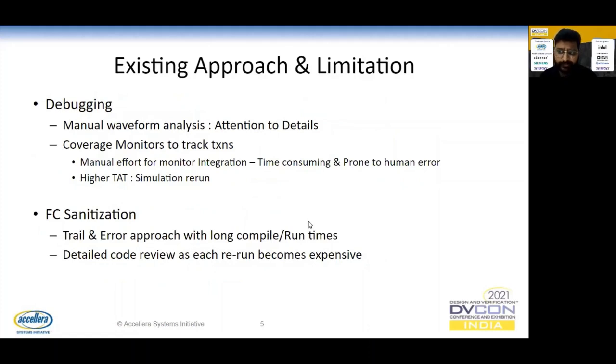Now, looking at the existing approaches and their limitations to discuss challenges for transaction level debugging, a traditional approach is to use waveform analysis, which is a time-taking approach. Additionally, we can use protocol monitors, but this can be one of the solutions, but that would require extra effort for monitor integration, and it will also hit the simulation performance.